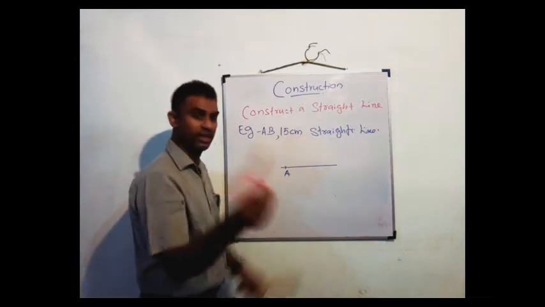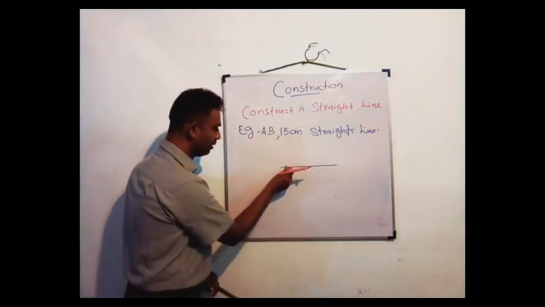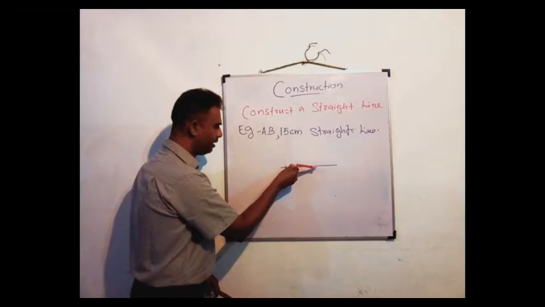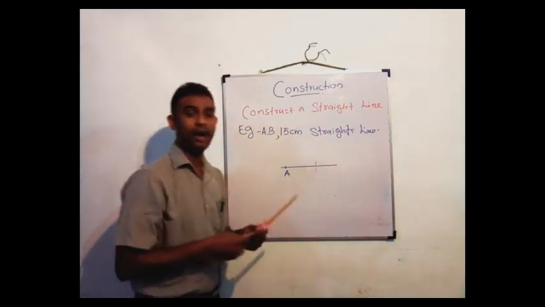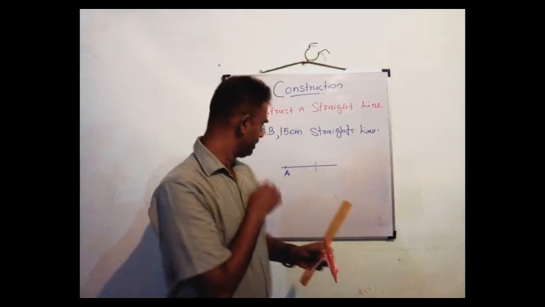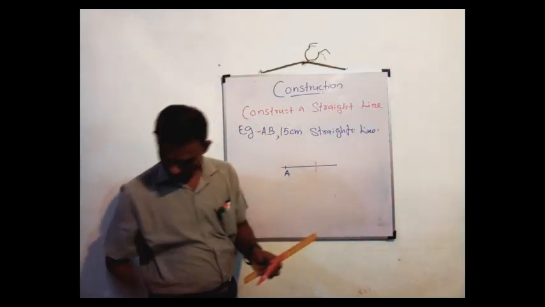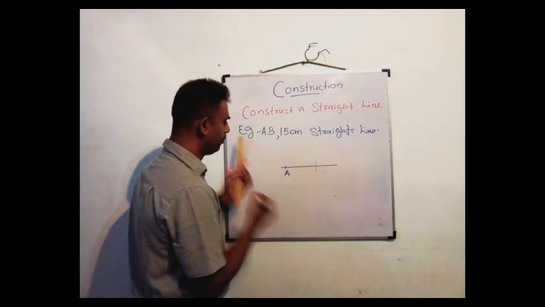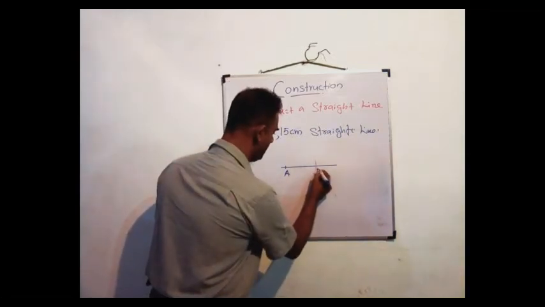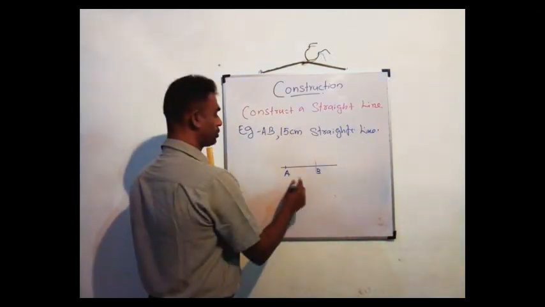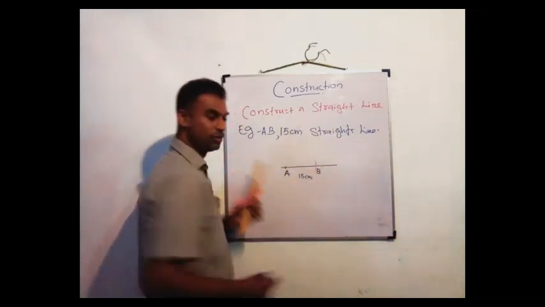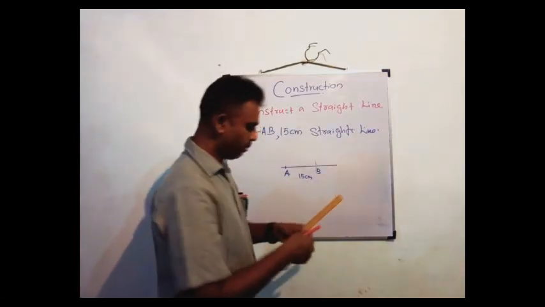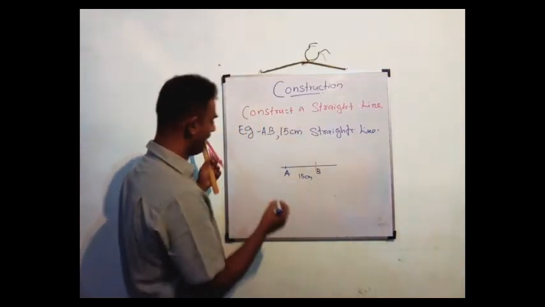Now you put the iron point at this place A and draw an arc. This line we call an arc, which in Sinhala is called chape. Now we mark this point as B. Now we have constructed the straight line AB with 15 centimeters.